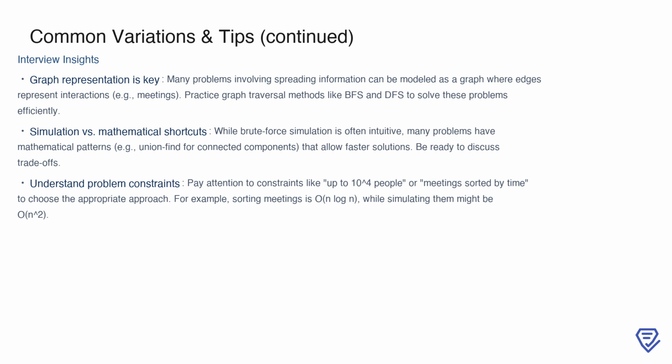Lastly, take problem constraints into account. For instance, if the input specifies up to 10,000 people or guarantees meetings are sorted by time, these details can guide your approach. Sorting meetings has a time complexity of O(n log n), which might be necessary, while simulating every meeting could lead to O(n squared) complexity. Always align your chosen method with the constraints given.